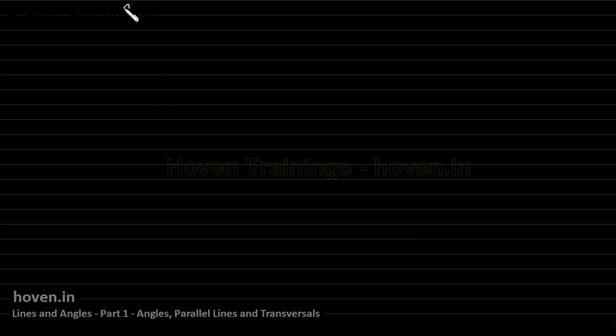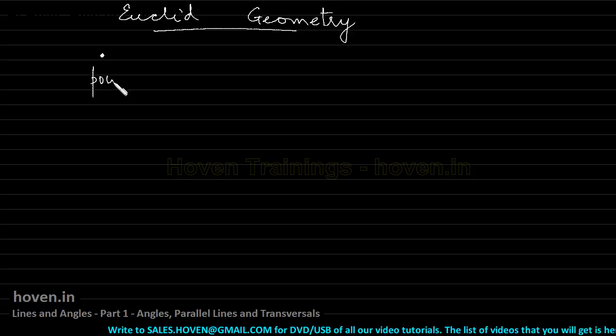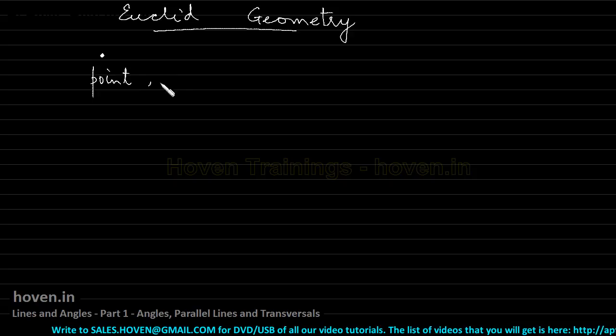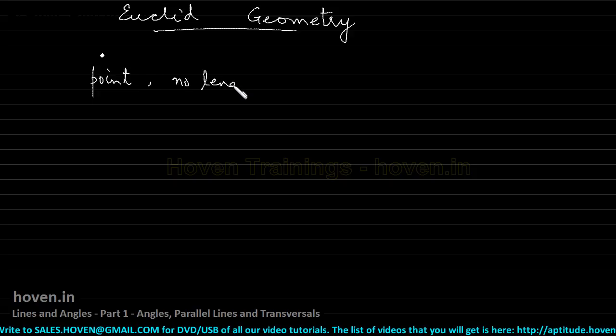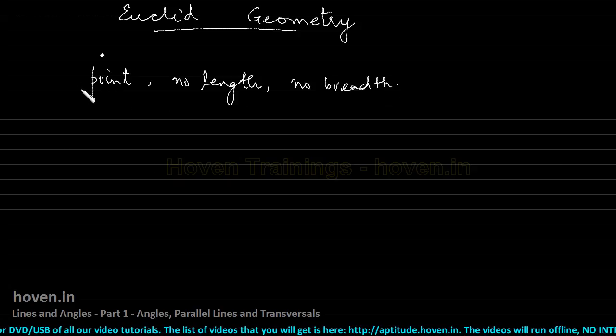Let us understand the basics of Euclid geometry. This geometry was discovered by Euclid. In this geometry, a dot is called a point. This dot has no length and no breadth. And this is called a point.